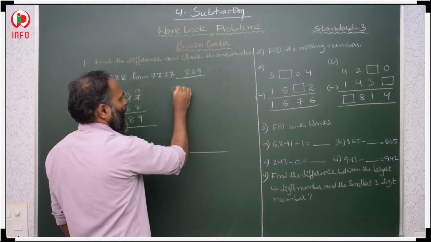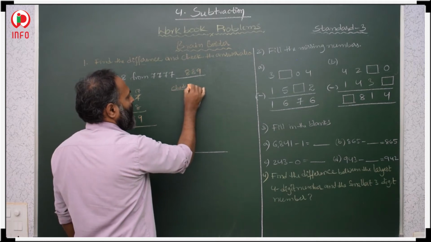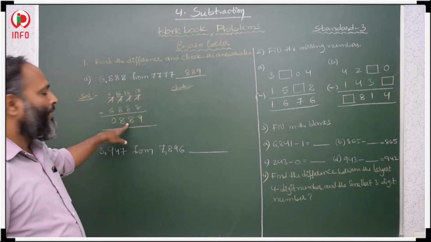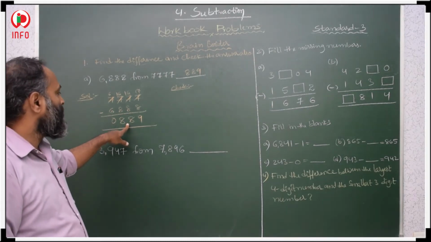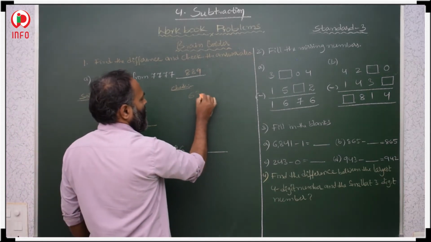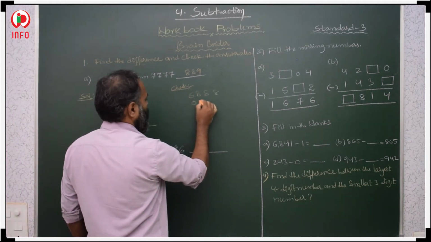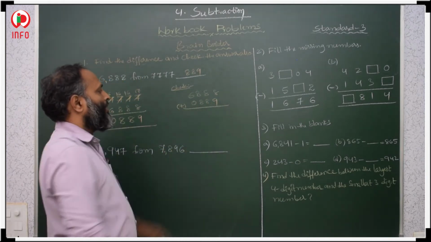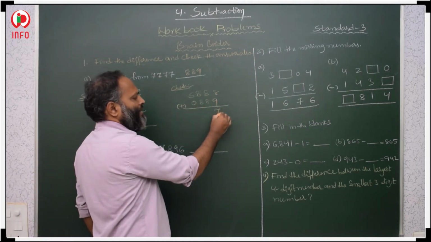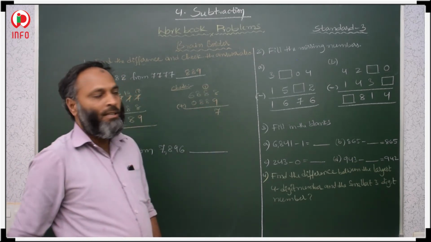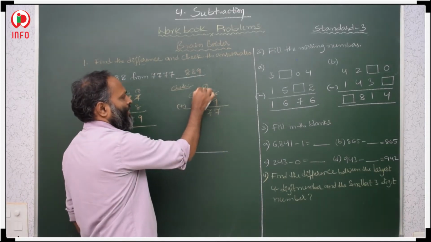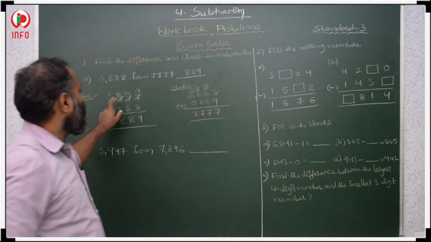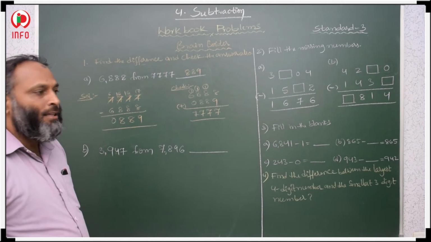Then check. How to check? Add these two. This is the subtrahend and this is the difference. Add these two. 6,888 and 889. Now add. 8 plus 9 is 17, 7 here and 1 carried. 8 plus 8 is 16, plus 1 is 17, and here also 17 and 1 carried. We will get this one. Now our answer is correct.